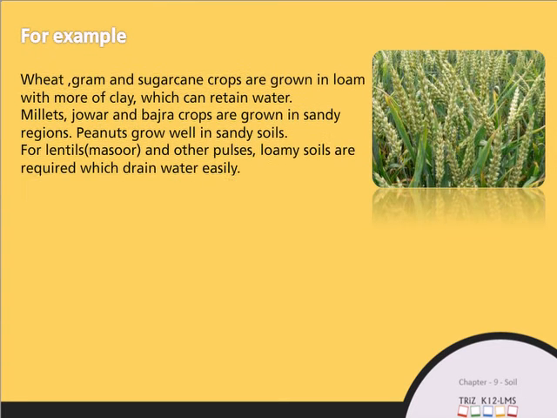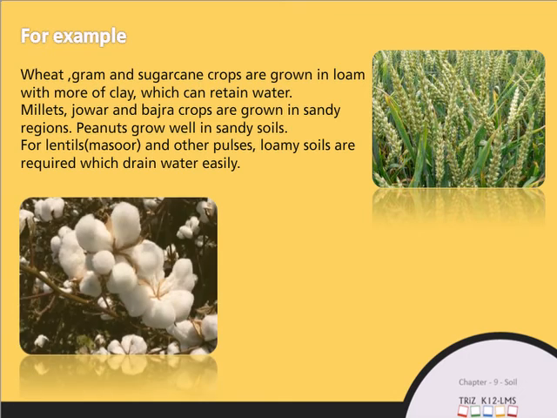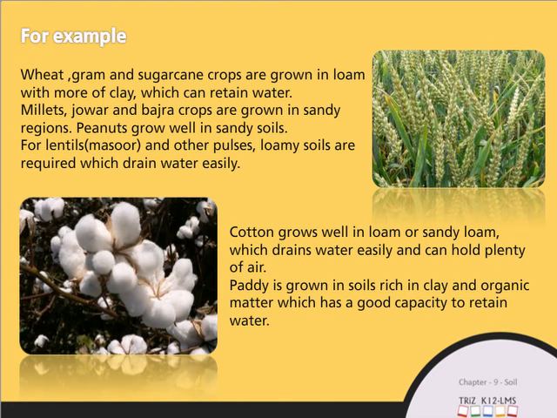For example, wheat, gram and sugarcane crops are grown in loam with more of clay which can retain water. Millets, jawar and bajra crops are grown in sandy regions. Peanuts grow well in sandy soils. For lentils or masoor and other pulses, loamy soils are required which drain water easily. Cotton grows well in loam or sandy loam which drains water easily and can hold plenty of air. Paddy is grown in soils rich in clay and organic matter, which has a good capacity to retain water.